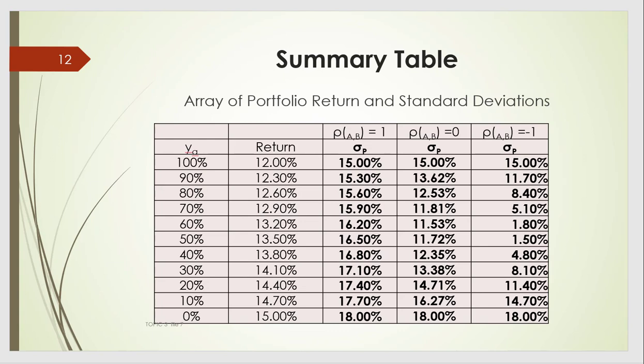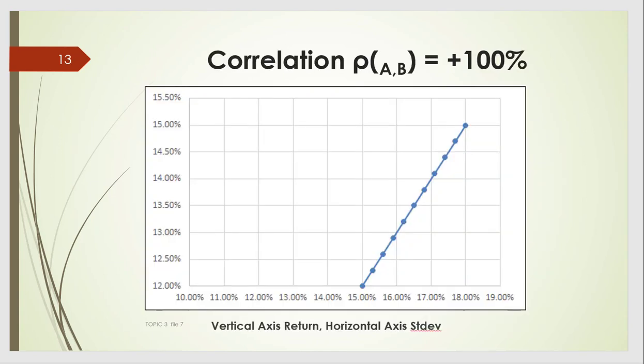If I had negative correlation, then we'd see that the minimum risk is 1.5, which corresponds to 50% in A. So depending on the correlation, the minimum risk portfolio will be a different allocation. And that's one of the things we want to recognize. Depending on the correlation, the minimum risk portfolio will differ. So now what we want to do is take a look at these in terms of graphs.